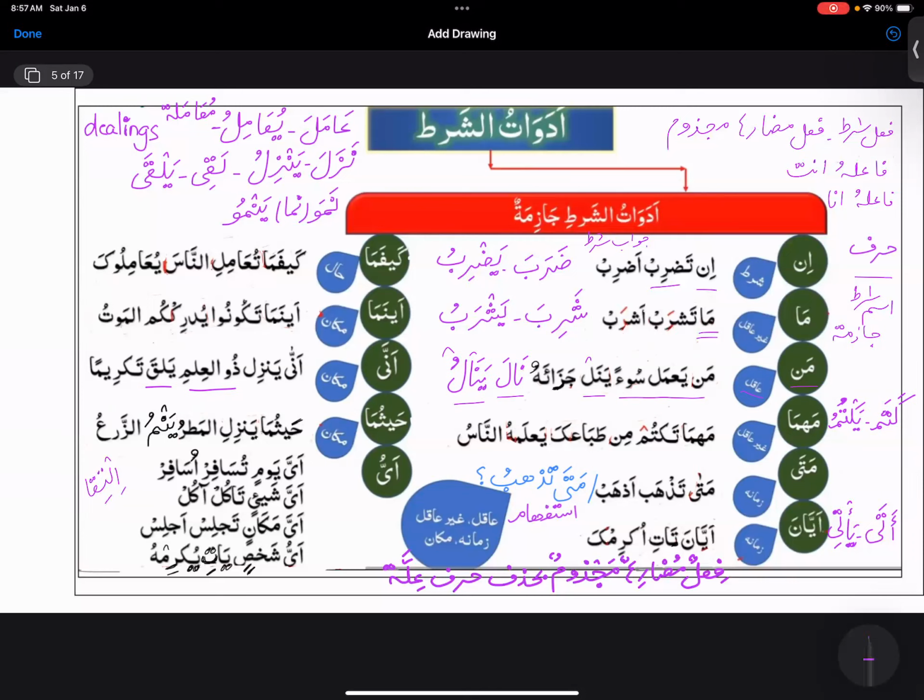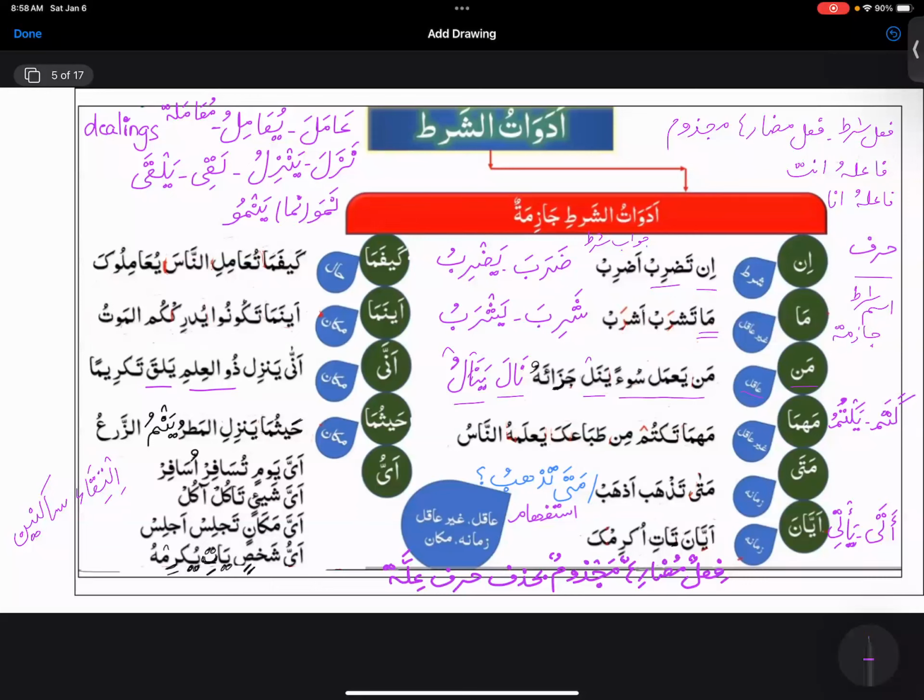Iltiqa as-sakinain, meeting of two sukuns. So that's why we are going to drop this alif over here, and it will become yanal. So man ya'mal su'an yanal jaza'ahu. So where is shart and where is jawabu shart? Man ya'mal su'an is the shart, and yanal jaza'uhu is the jawabu shart.